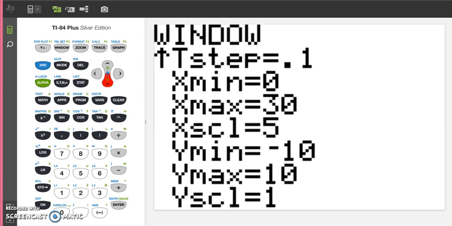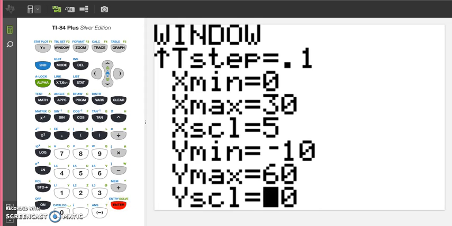For your Y max, remember that cliff was up at 50 feet. And again, you can go a little higher than that. Maybe we'll go up to 60 feet. So we're going to see the height from a little below the ground, 10 feet below, up to 60 feet. And our Y scale is just how often you want a tick mark on your Y-axis. I'll label it in tens: 10, 20, 30, 40.